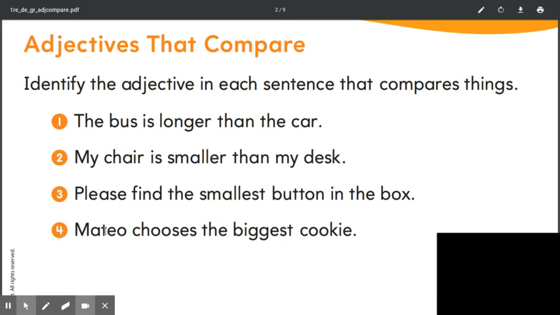Number 4, Mateo chooses the biggest cookie. Okay, you should have chosen biggest. Biggest is comparing all the cookies that were there. He chose the biggest one. Big is the base word.